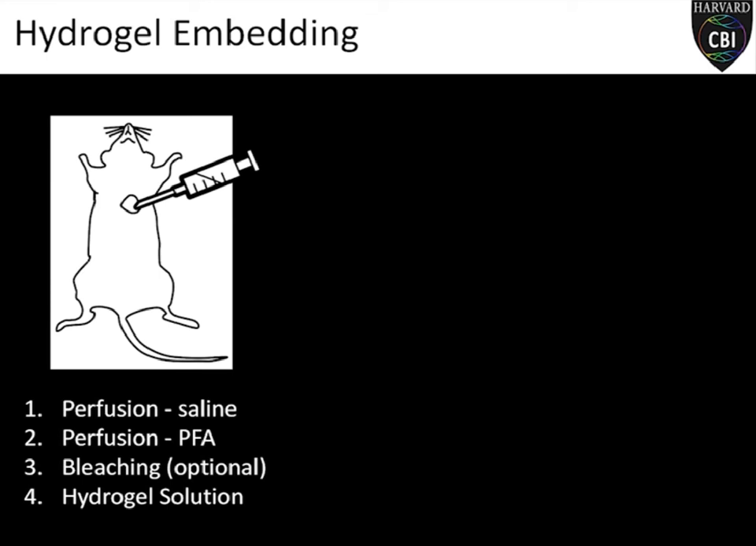Next, you can either perfuse with paraformaldehyde to do a fixation, or you can even perfuse with the hydrogel solution at this point. Personally, I prefer to perfuse with paraformaldehyde. Then you can take your tissue of interest out of the sample. You can do some bleaching or autofluorescence reduction if you need to at that point. And then you can sit that tissue in the hydrogel solution overnight in a fridge. And this allows that hydrogel solution to penetrate in nice and deep.